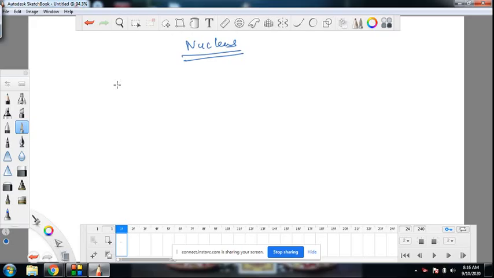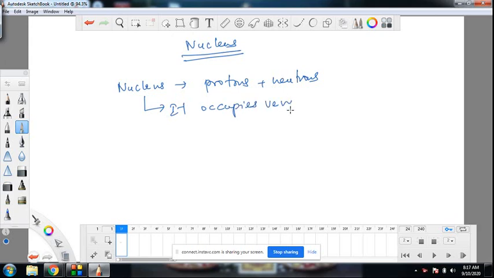So the nucleus consists of protons plus neutrons, and it occupies a very small size of atom.